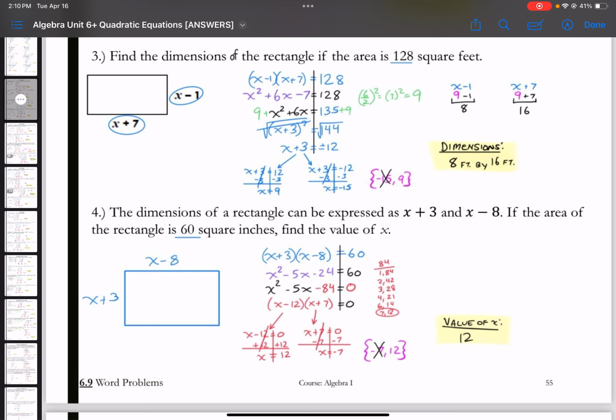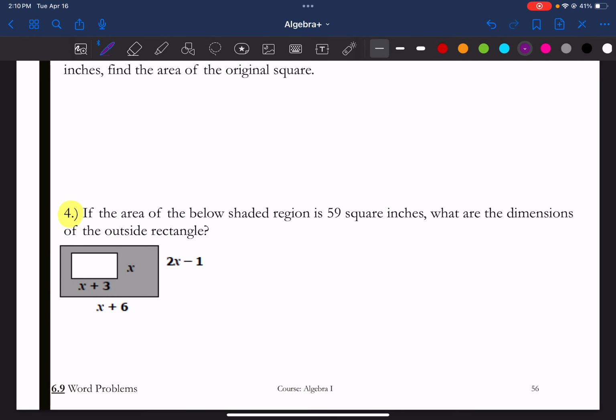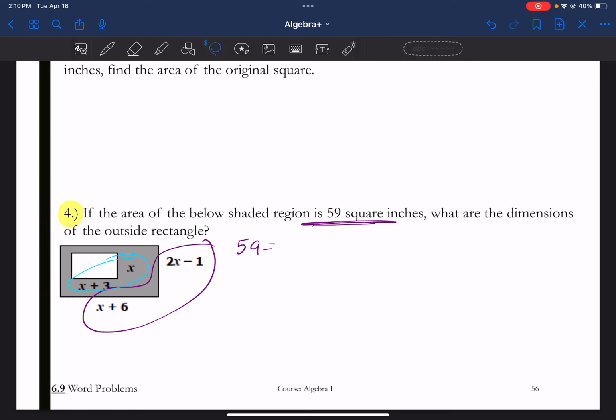Other times we might apply this to when we have shaded regions on the next page. If the area below of the shaded region is 59, so 59 is equal to whatever this is subtracted by whatever this area is, right? So 59 is equal to, let's edit this color, let's make this pink just so we can visually see it. We're going to take it in parentheses, brackets, and then parentheses. 2x minus 1 times x plus 6.